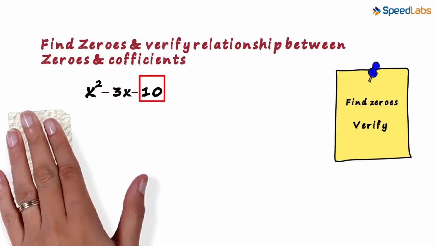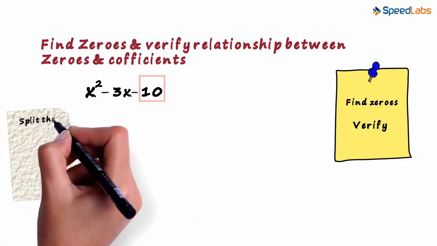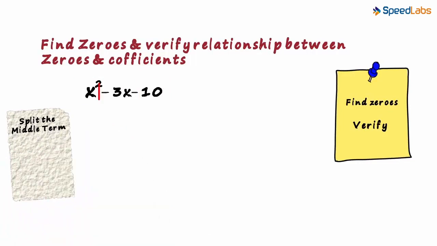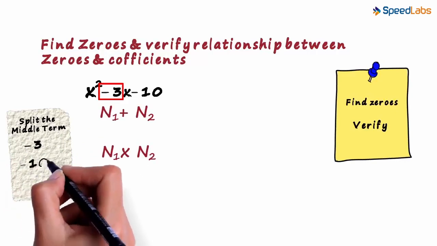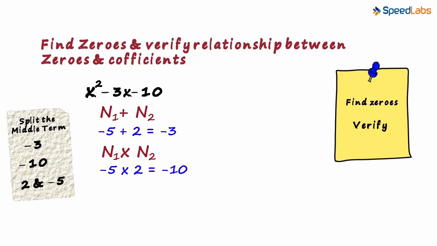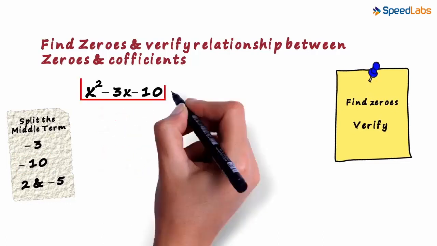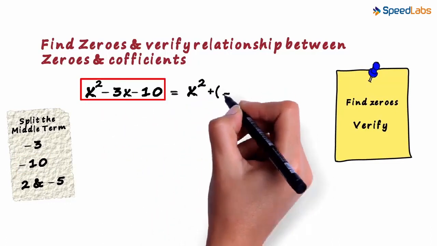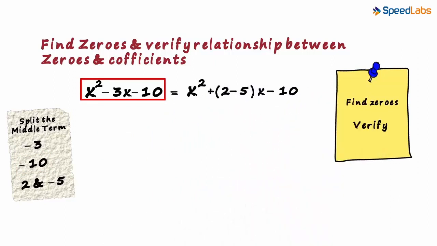This is not a perfect square, and so we use the splitting the middle term technique. The coefficient of the middle term is minus 3. We have to split it into two numbers such that their product is minus 10. This minus 10 is the product of the coefficient of x squared and the constant term. The two numbers will be 2 and minus 5. Their sum is minus 3 and the product is minus 10. So we write this polynomial as x squared plus (2 minus 5) times x minus 10.